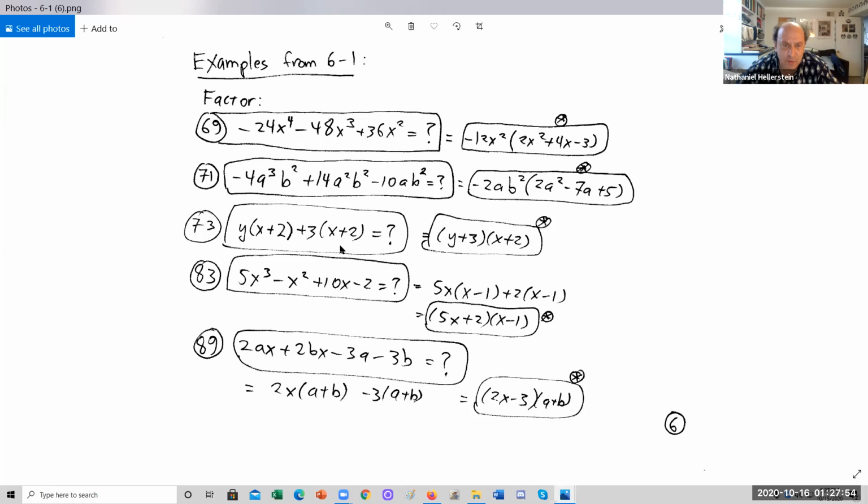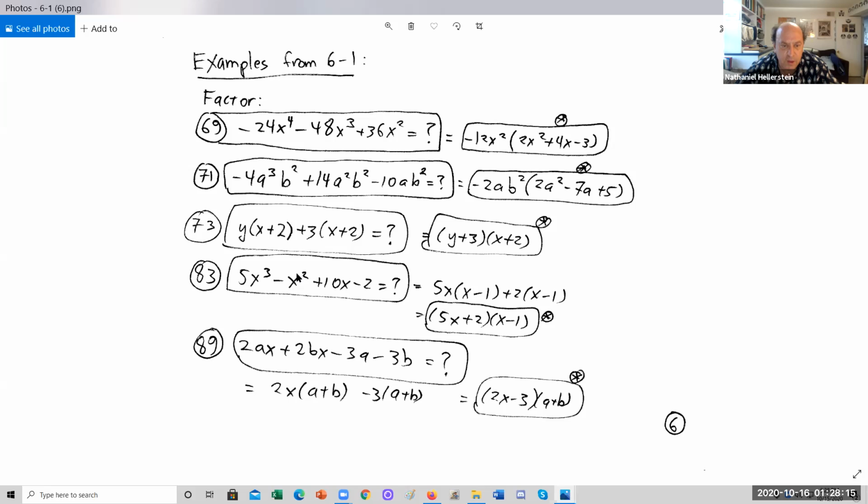Now here's one people often do in reverse. When they see this in the book, what they do is they distribute. Take yx plus 2y plus 3x plus 6. That's the exact reverse direction. They want to factor this. And here's a common factor of x plus 2, and it's times y plus 3 here. Y plus 3 times x plus 2. Now this one, we'll unfoil it.